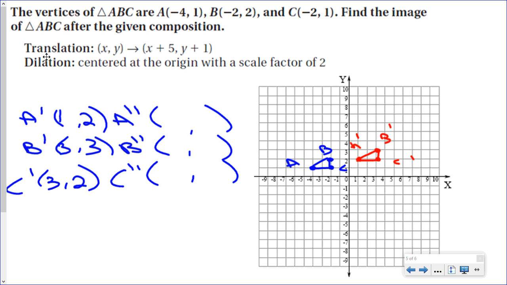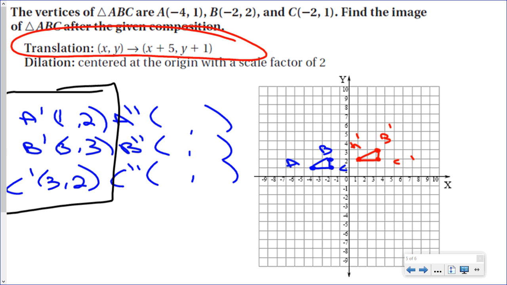Okay, so I have the first rule done. I translated it forward 5 and up 1. To get my final answer, I'm going to apply the scale factor of 2. So I multiply every term by 2. So it's going to be 2, 4, 6, 6, 6, 4. Plot these and it is done. It should be twice as big as the original, and it is, so I know I have the right answer.